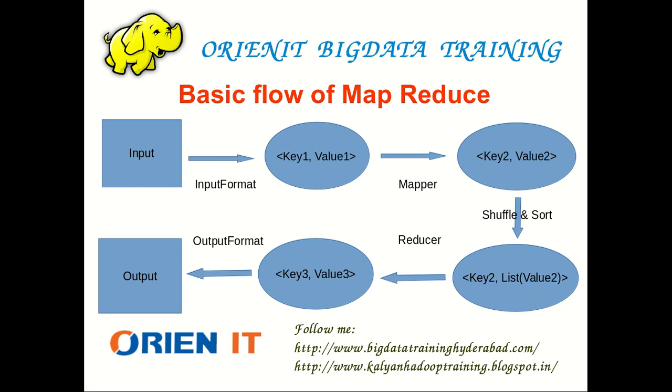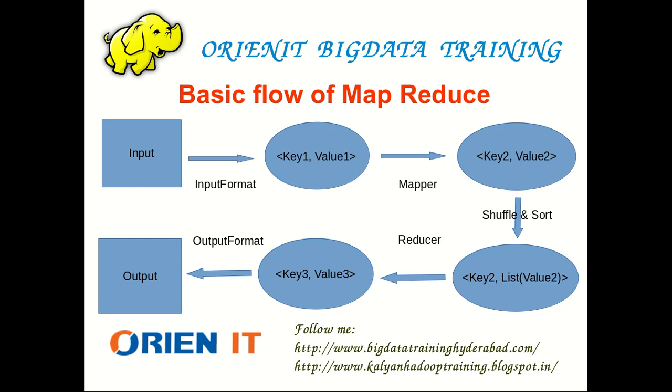Whenever you have n number of splits, all these splits go into the input format. The input format gets all the splits and passes them to the record reader. The record reader converts them into records. Those records are passed to the mapper, whose function is the map function. The map function takes the record K1 V1 and converts it into another record called K2 V2. And you will have n number of records, that is, n number of K2 V2s.